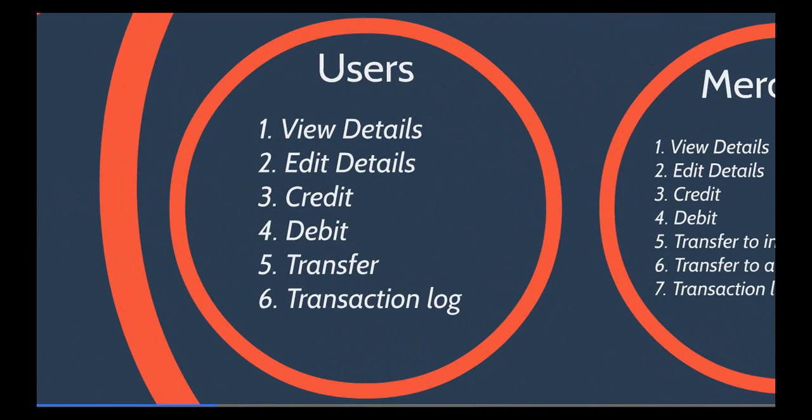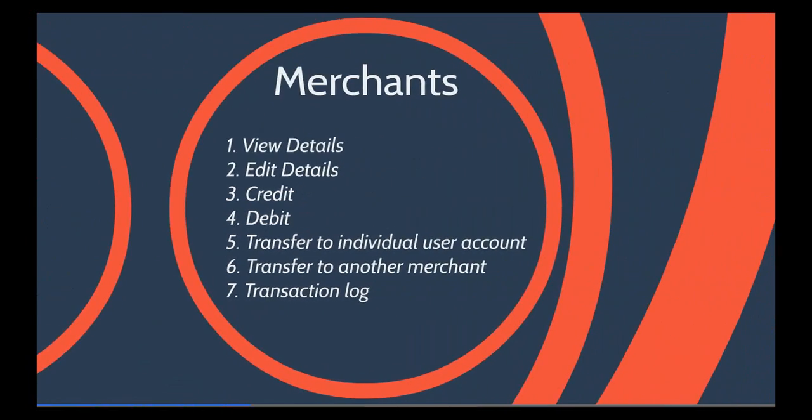Coming to our individual users, he can view the details, edit details, credit the amount, and debit the amount up to $1,000 without approval. He can transfer up to $1,000 without approval, and there is also a transaction log, where he can see all his transactions. Coming to the merchant module, he can view the details, edit the details, and debit up to $1,000 without approval. He can credit the amount and transfer to an individual user account and a merchant account up to $1,000 without approval, and also has a transaction log where he can see his transactions.